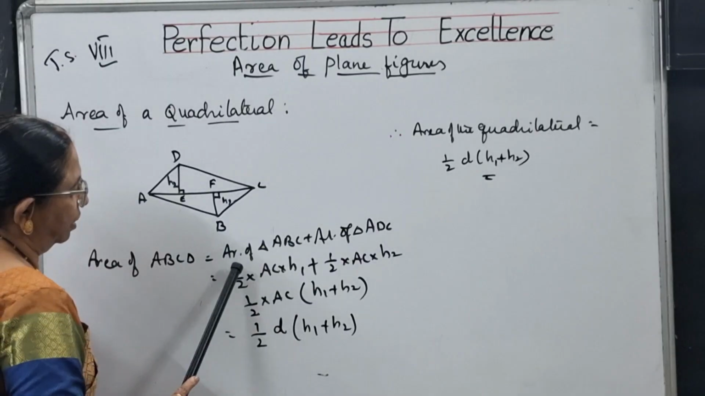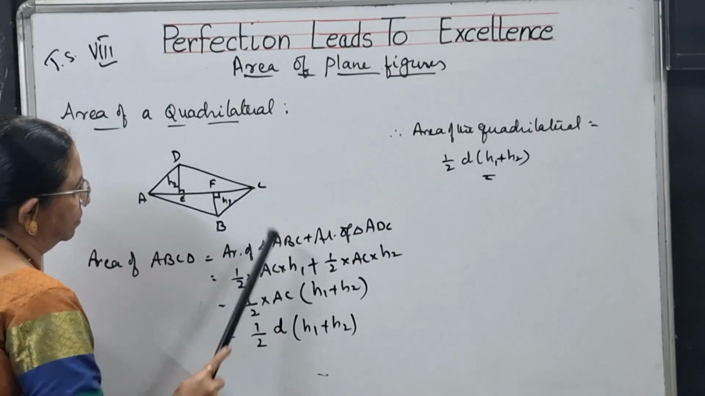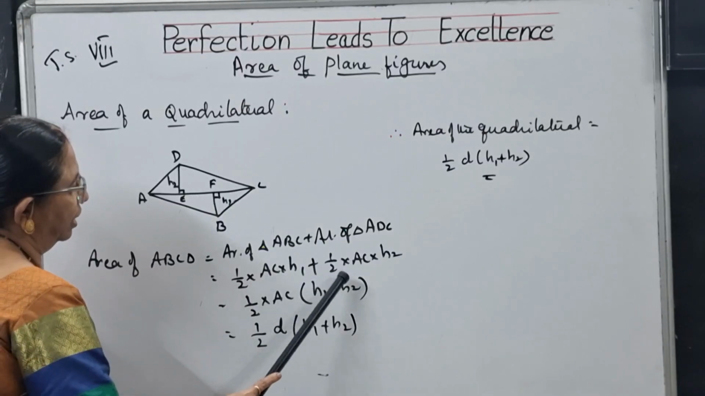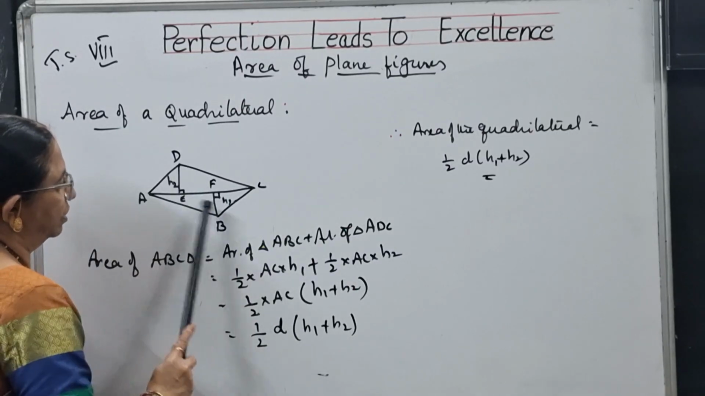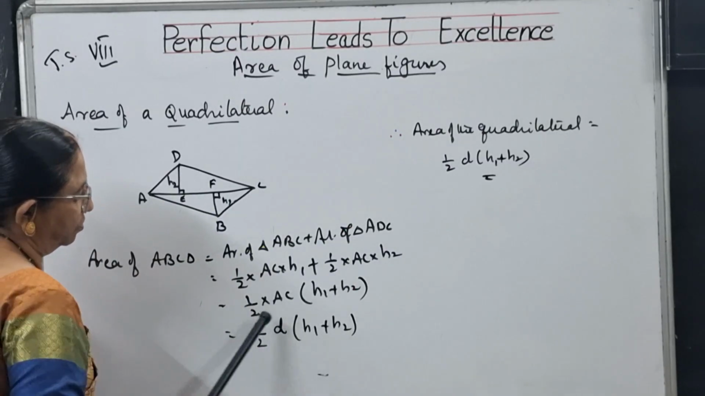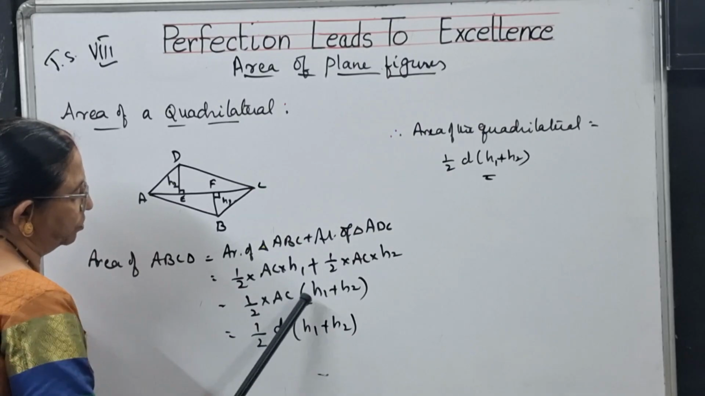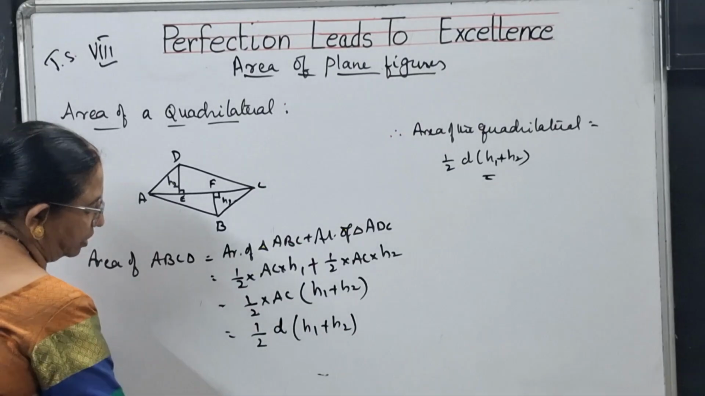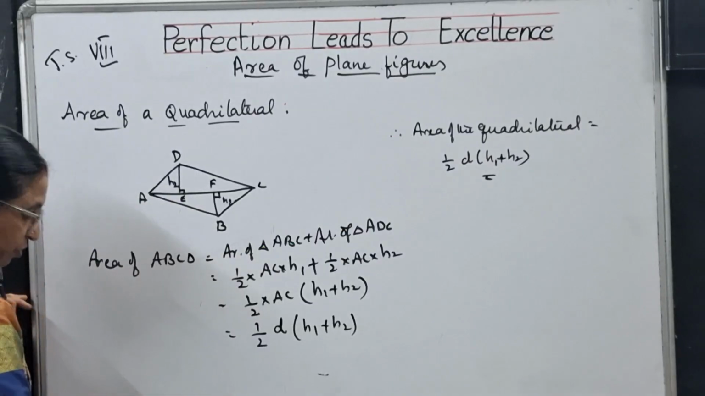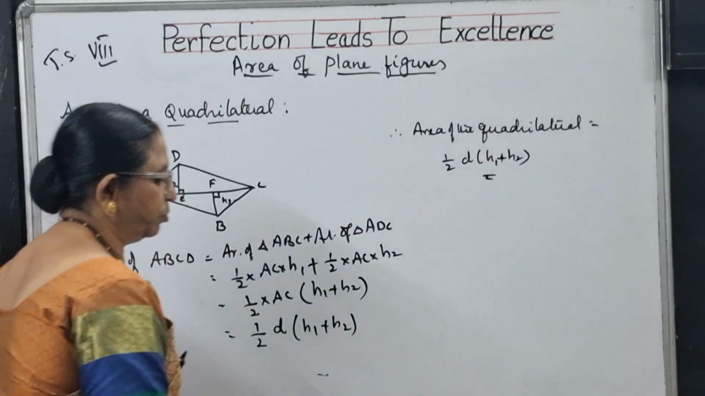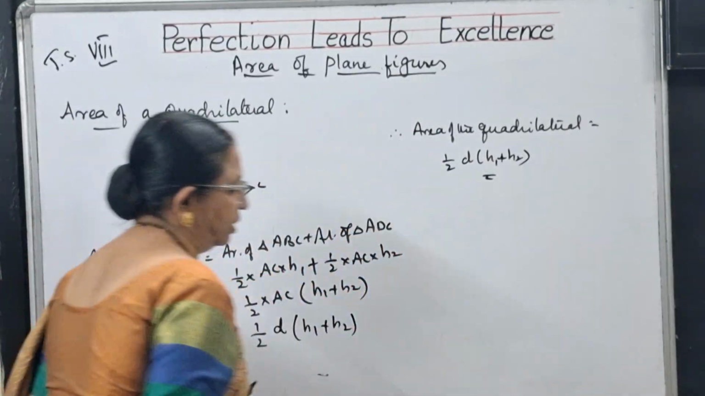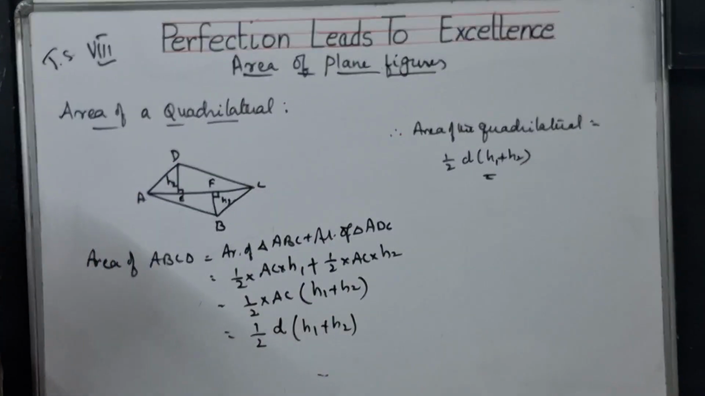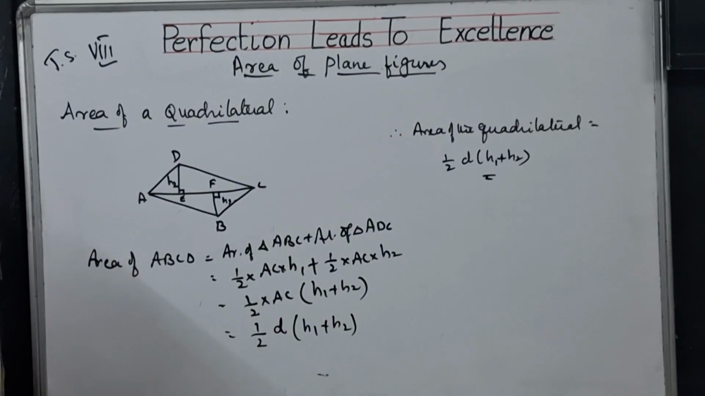Area of triangle ABC is half base into height. Base is AC into H1, and this is also half base AC into H2. So in these two, half into AC is common, so H1 plus H2. Since AC is the diagonal, half D into H1 plus H2 is the formula that we have derived for the area of a quadrilateral, children. Please note it down.